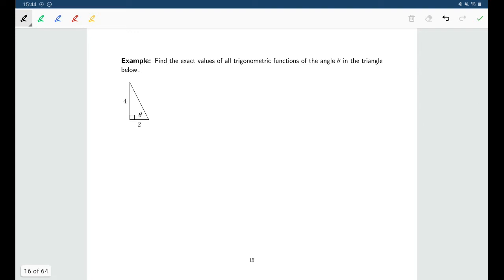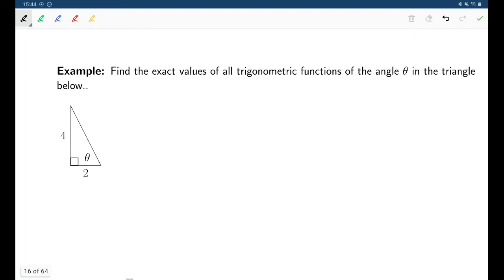So for this first problem, we've got ourselves a nice little right triangle here, and we want to come up with the exact values of all of our trigonometric functions. And I know I've said a bunch of things about exact values, but I'm just going to mention it again here that when I say exact values, those are not values that we've run through a calculator and rounded off.